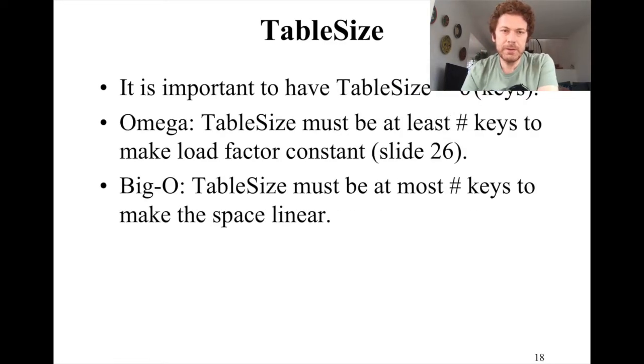Then another issue: it is important to have table size equal to theta of the number of keys. Why? Theta means it is bounded from below and above, right? It is a lower bound and upper bound on the number of keys. So omega is like the lower bound, so table size must be at least the number of keys. This will be useful for time complexity purposes. Later I will show you load factor. I may come back to this slide later. So if I keep the table size at least n, the number of keys, then load factor will be constant.